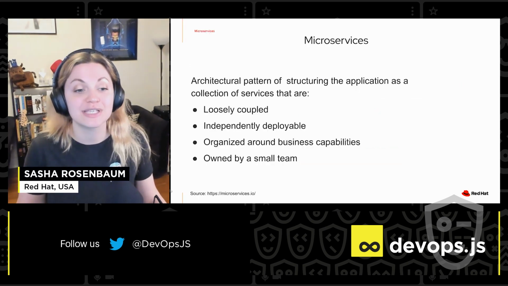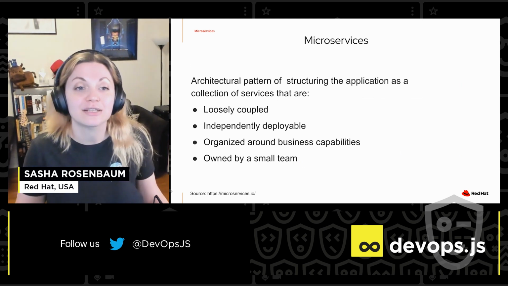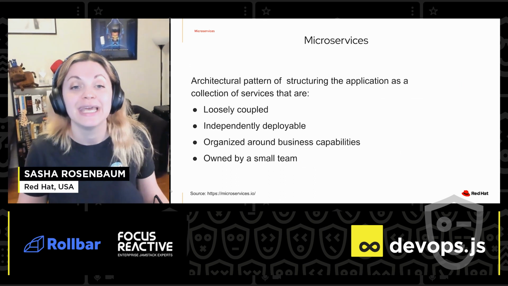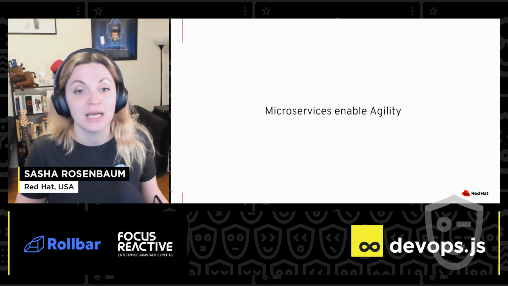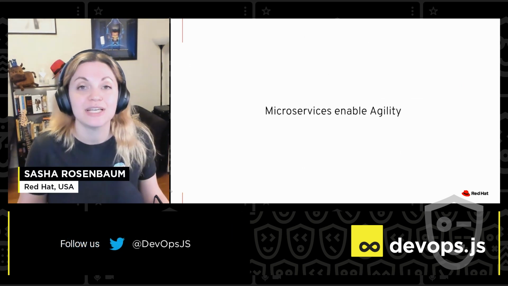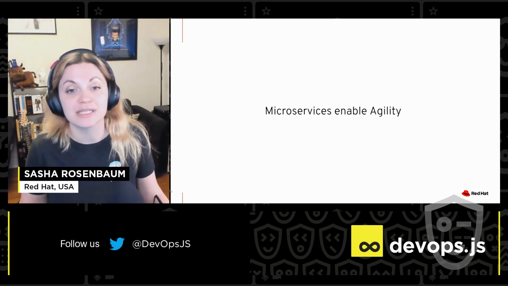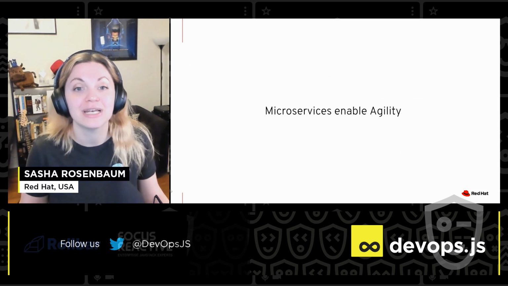So microservices, and this is from microservices.io, are defined as an architecture pattern of a collection of services that are loosely coupled, independently deployable, organized by business capabilities, and owned by small teams. The biggest benefit of microservices, and the reason that the whole industry went with microservices, is actually that microservices enable agility. And that's the biggest benefit, right?